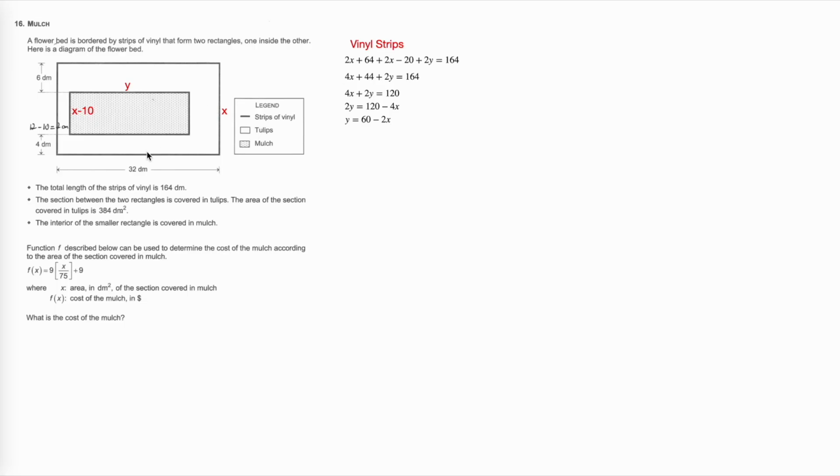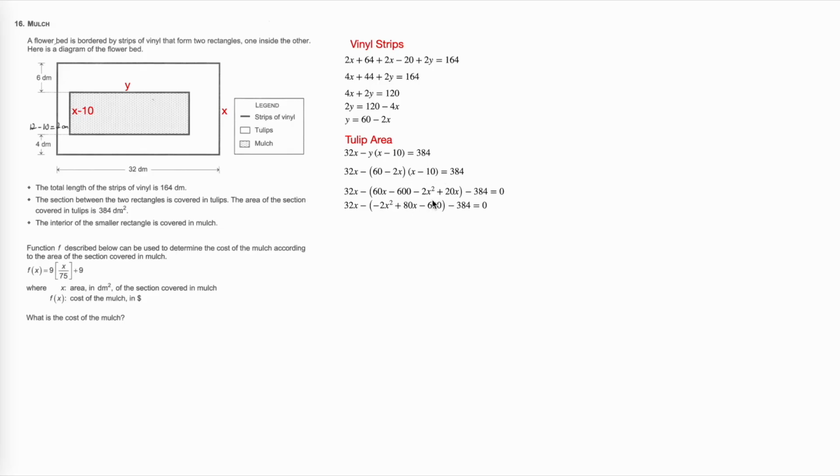For the tulip area, it's the area of the big rectangle take away the area of the small rectangle. The area of the big rectangle is 32 times x, 32x. The area of the small rectangle is y times x minus 10. That is equal to 384. I'm going to replace the y with 60 minus 2x. Then the 60 multiplies the x, giving us 60x. The 60 multiplies the negative 10, giving us negative 600. The negative 2x multiplies the x, giving us negative 2x squared. The negative 2x multiplies negative 10, giving us plus 20x.